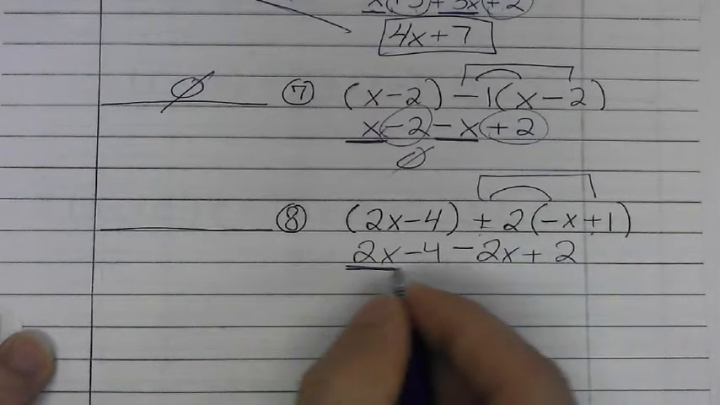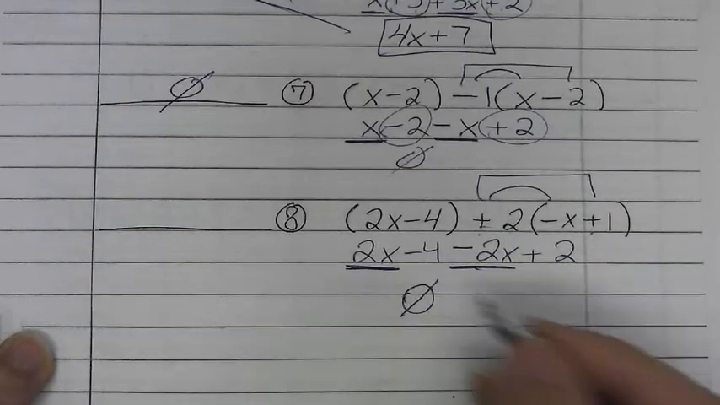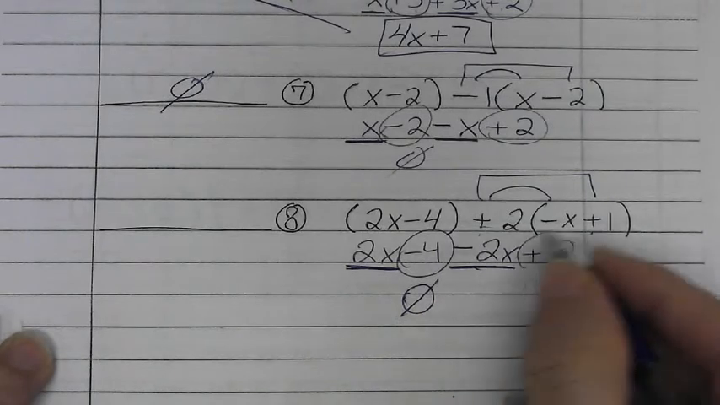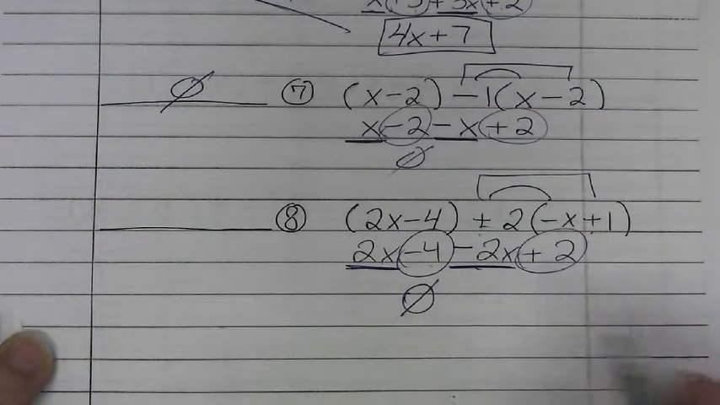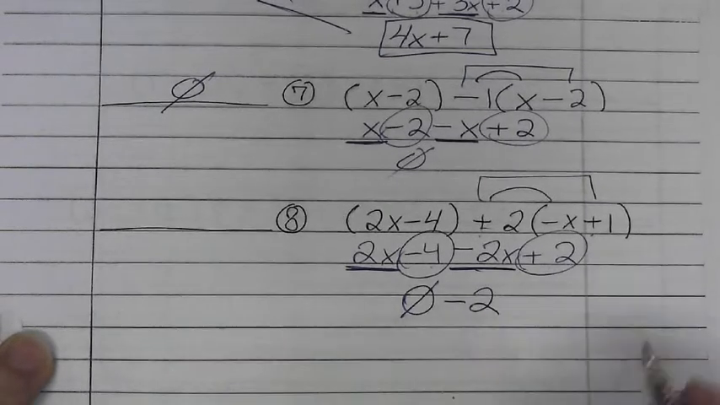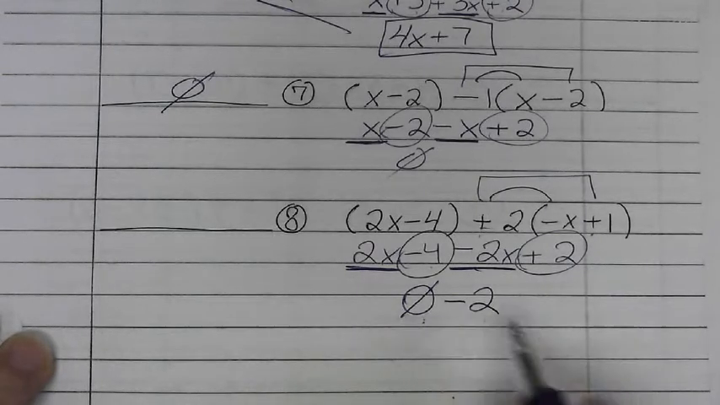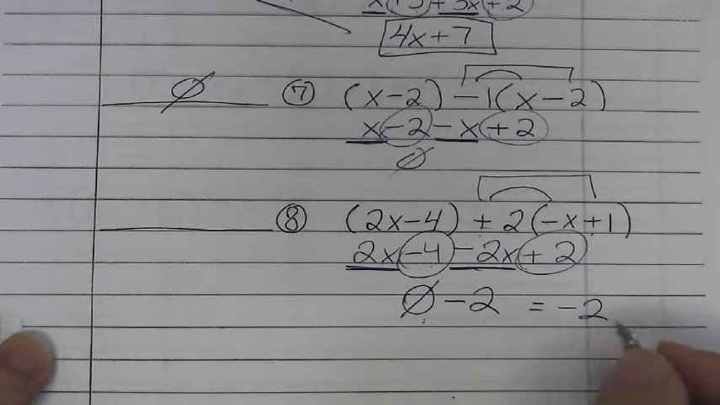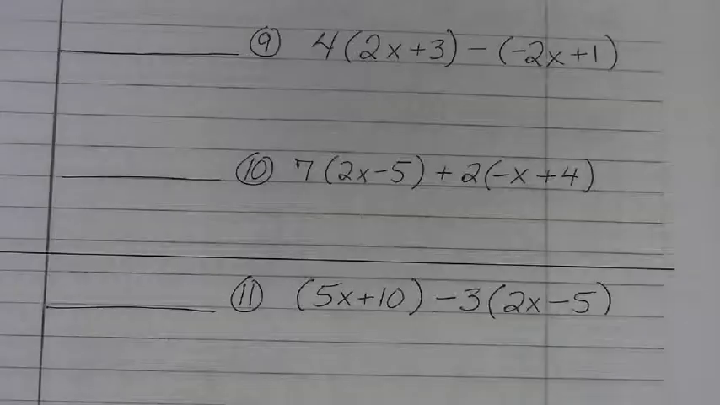Now, 2x's minus 2x's, again, I have a 0. Here, I have a minus 4 plus 2. Well, negative 4 plus 2 is going to be minus 2. Now, if you left your answer 0 minus 2, it's wrong. It's not finished. 0 minus 2 equals negative 2. That's the correct answer. Alright, let's take a look at the next page.